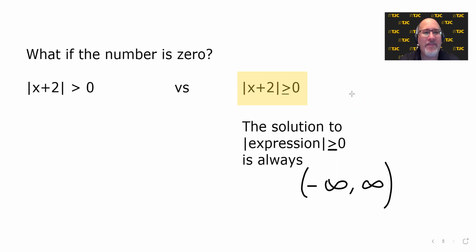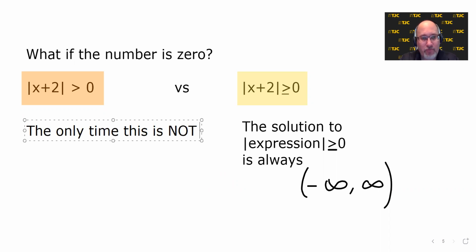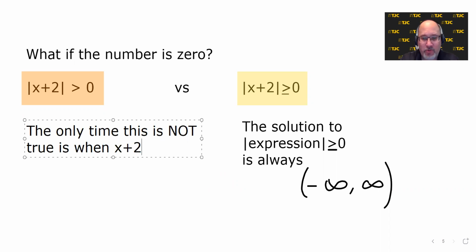Now, what about the other one? What about the absolute value of x plus 2 is strictly greater than 0 as opposed to greater than or equal to 0? Well, that's true most of the time because absolute value almost always comes out positive except when it comes out 0. The only time this is not true is when x plus 2 equals 0. Because think about it. If x plus 2 is equal to 0, then the absolute value ends up being 0. 0 is not greater than itself.